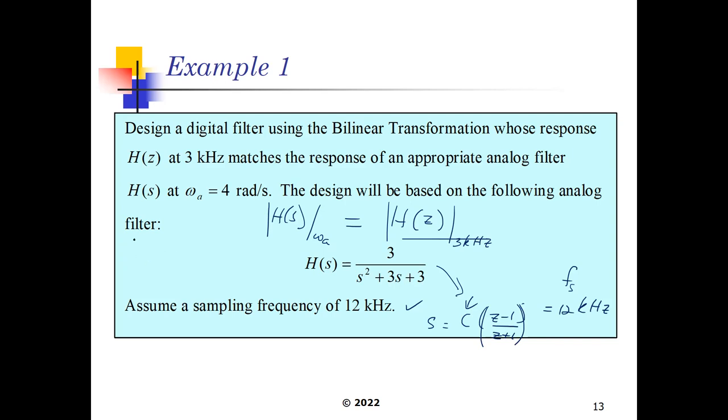So this analog filter has some response, and at 4 radians per second, this magnitude here, call it B. We're going to map that. We want to design a digital filter at 3 kilohertz, and we want the response here to be B. So I know this, I know this, I know this. We need to calculate C so that the two B's here are equal. Once I do that, I substitute inside here and get H(z). Everybody following? That's the process. Make sense?